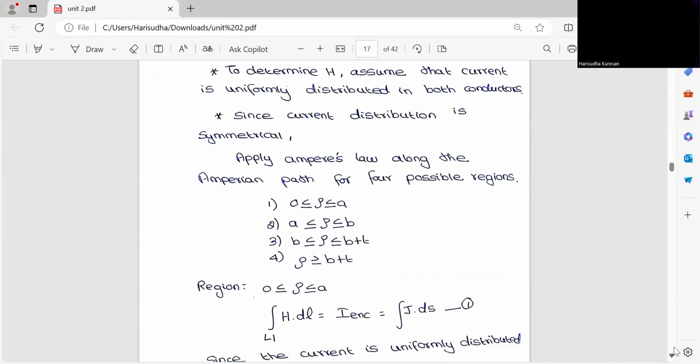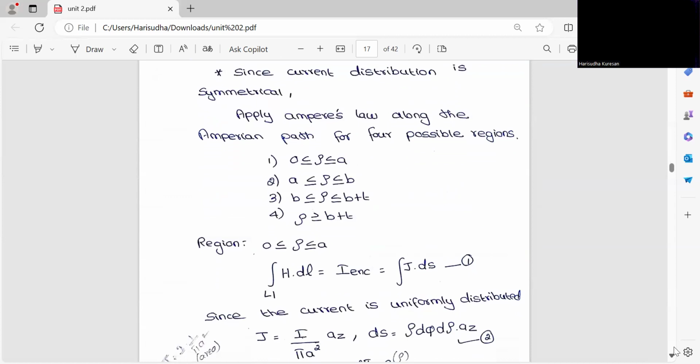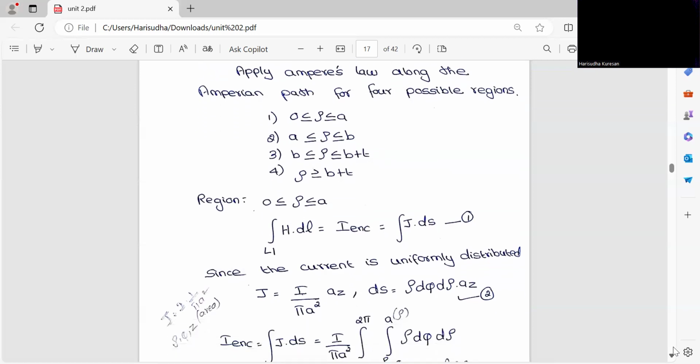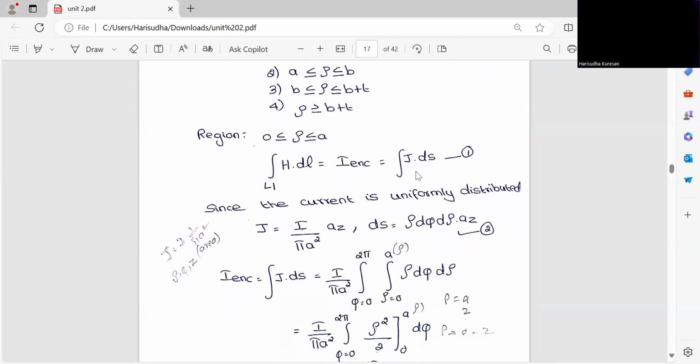So for the first region, we'll see applying Ampere's law. For the first region where the radius rho lies between 0 to a, for the Amperian path L1, the closed integral of H dot dl is equal to the enclosed current. This is nothing but your Ampere's law. It is nothing but the integral of J dot ds, that is volume current density. We have represented it in terms of volume current density, since the current is uniformly distributed, as I said when I started this application. So we can write J as I divided by pi a square into AZ.